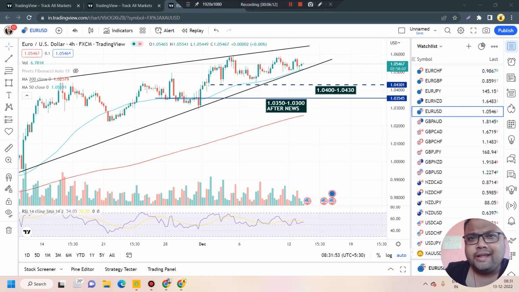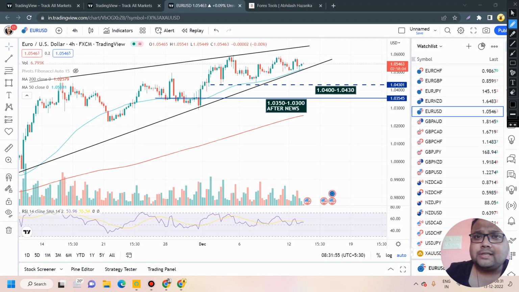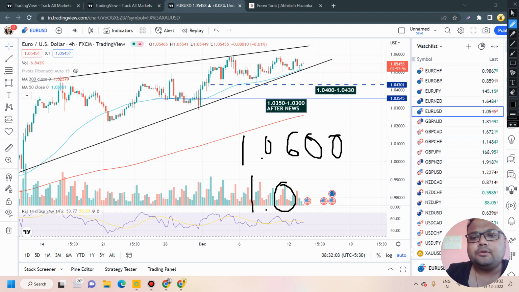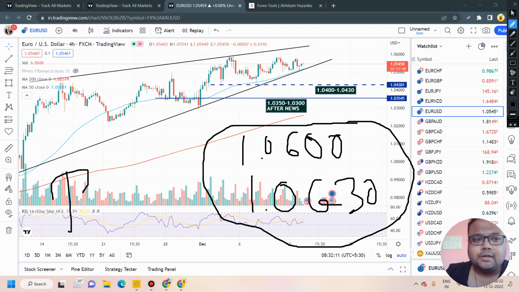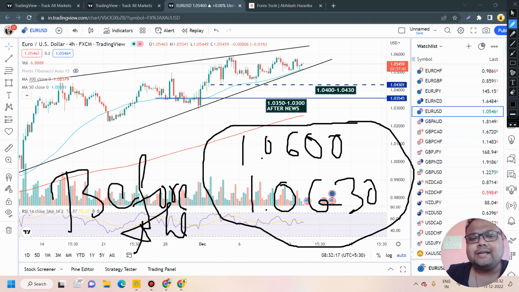And my dear friend, if you're thinking about the resistance, then the resistance level that we have been discussing in our previous videos, 1.0600 to 1.0630, is still a valid resistance for us. But this resistance level is only valid before the news, not after the news. The reason behind considering this level as resistance is the previous price rejection around this area, as well as the trend line as resistance.